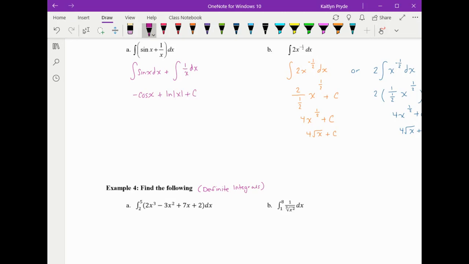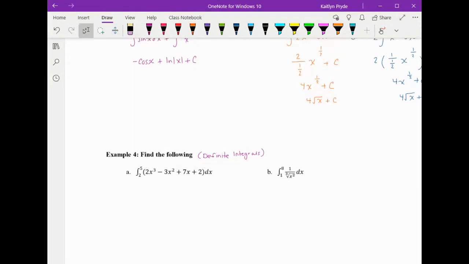Okay, so the first thing I'm going to do is think about my antiderivative, and I'm going to write it using my understanding of the notation given by the fundamental theorem of calculus. So here I have 2 all over 4 x to the 4th minus 3 all over 3 x cubed plus 7 all over 2 x squared plus 2 all over 1x. And then right here, I'm going to say, well, I know this is being evaluated from 2 to 5.